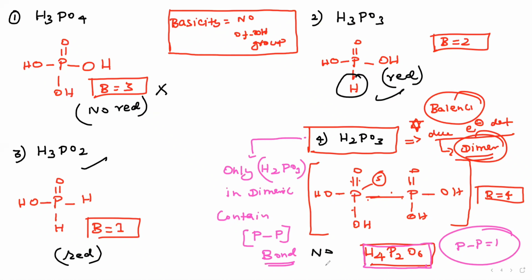Now what type of question are they asking? Multi-select. They give four options: H3PO4, H3PO3, H3PO2 and H4P2O6. Among the following, which has reducing character? What is the answer? The answer should be options 2 and 3, right? These two options. H3PO4 and the dimeric form do not have a PH bond, therefore these are non-reducing oxyacids of phosphorus. The others have reducing character because of the PH bond. Understand? Very, very important.